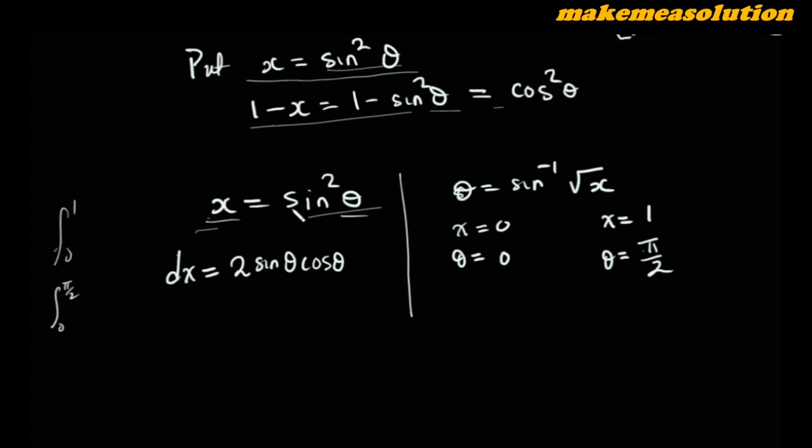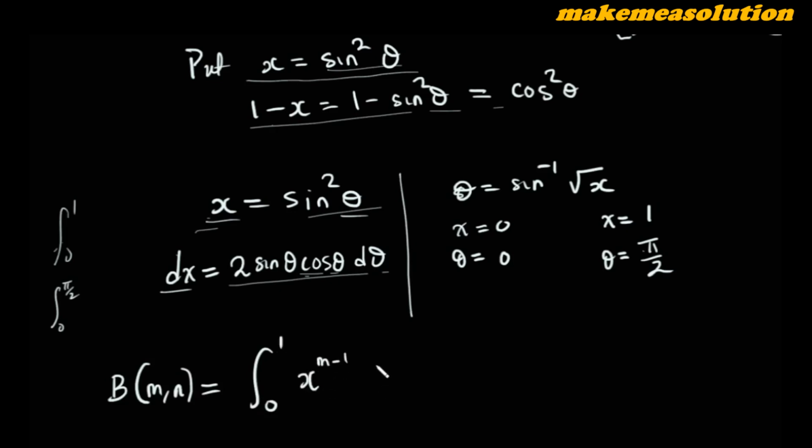You bring down 2, then you write sine theta, then the next step is to differentiate sine theta, which is what? Cos theta. And you now attach a d theta to it at the end of the day. So dx is what? 2 sine theta cos theta d theta.